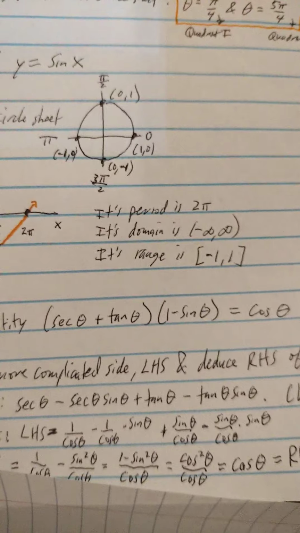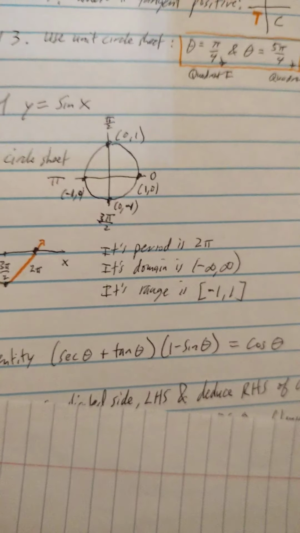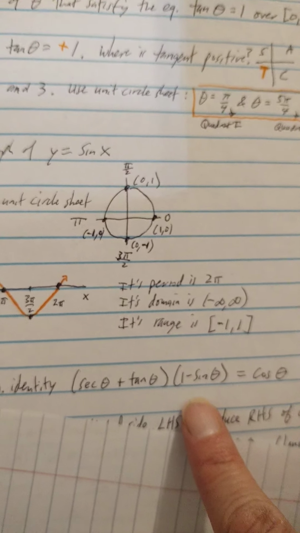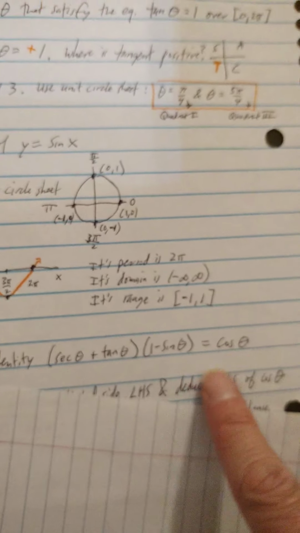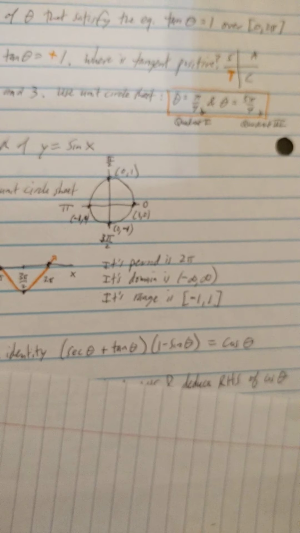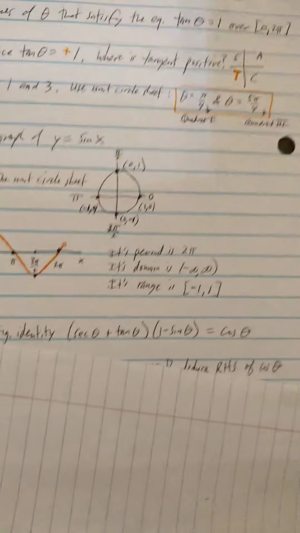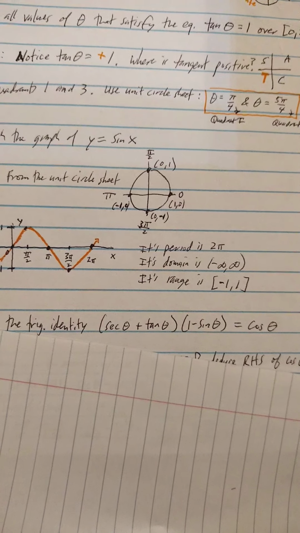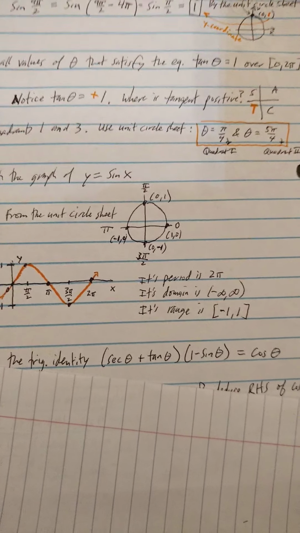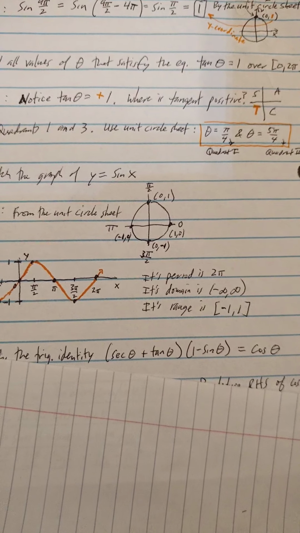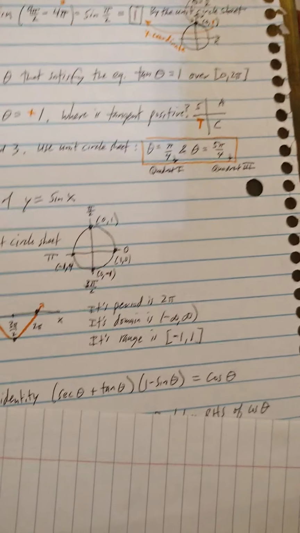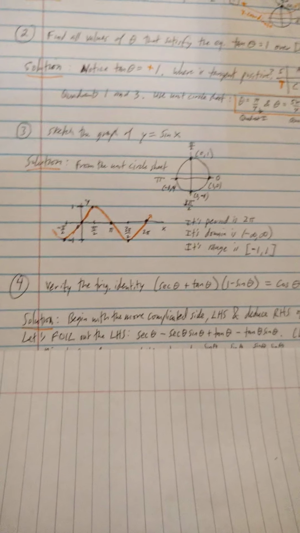So what we're going to do is look at the more complicated side. The left-hand side is more complicated. So begin with the more complicated side and then deduce the right-hand side. If you can do that, you verified the trig identity. So the first step I did is FOIL. I FOILed the binomial times the binomial. And then what I did after that, as a rule of thumb, change everything to sines and cosines using your identities. So let's begin. So solution.